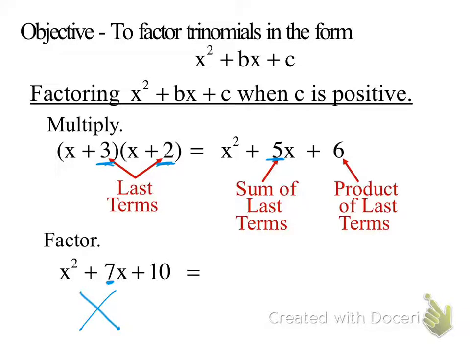Now, we want our product to go up top. Our product, the last term, always goes here. The product always goes on top. Product. And this is your sum or difference. Okay, so what would go on top? What number? Yep. 10. And what goes on the bottom?